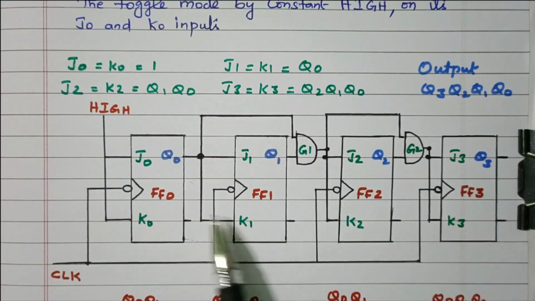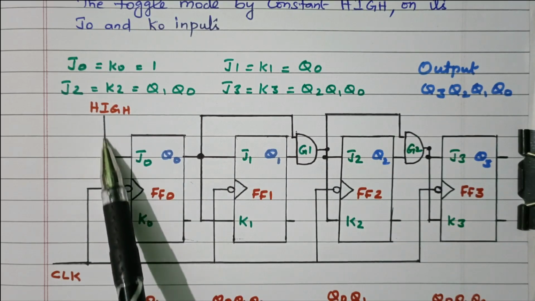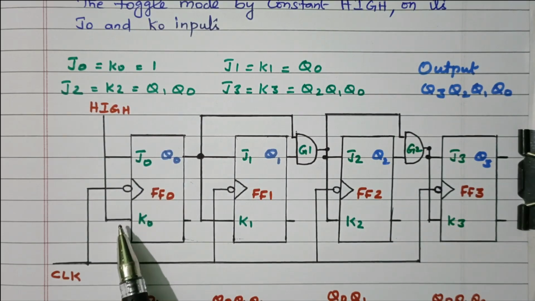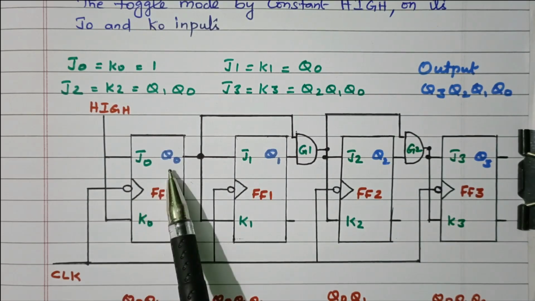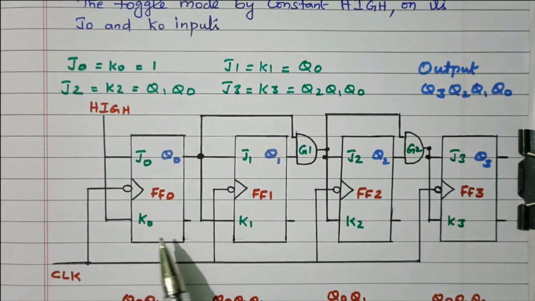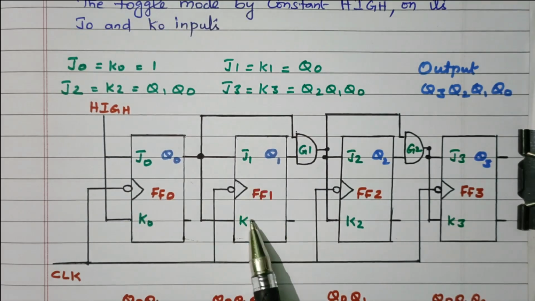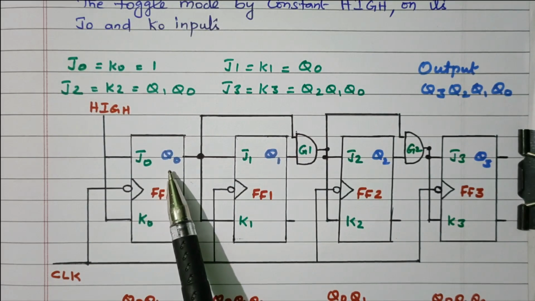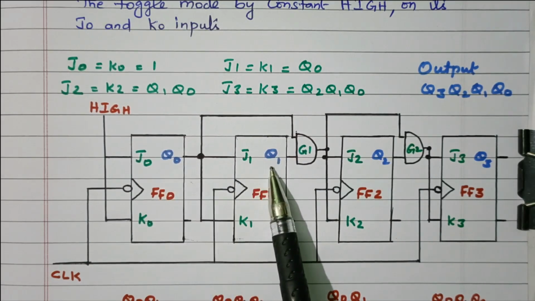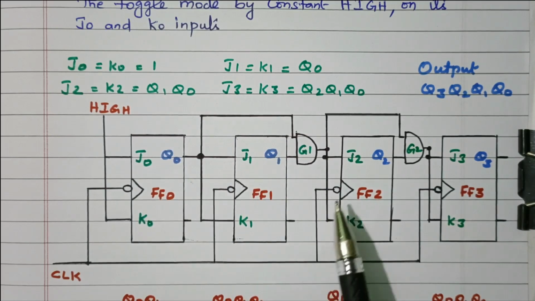So this is the connection of the 4 flip-flops. The first flip-flop receives logic high always, so during every clock pulse the output toggles. The second flip-flop is based on Q0. Whenever Q0 is 1, the output toggles. Q0 is 0 means the output does not change.